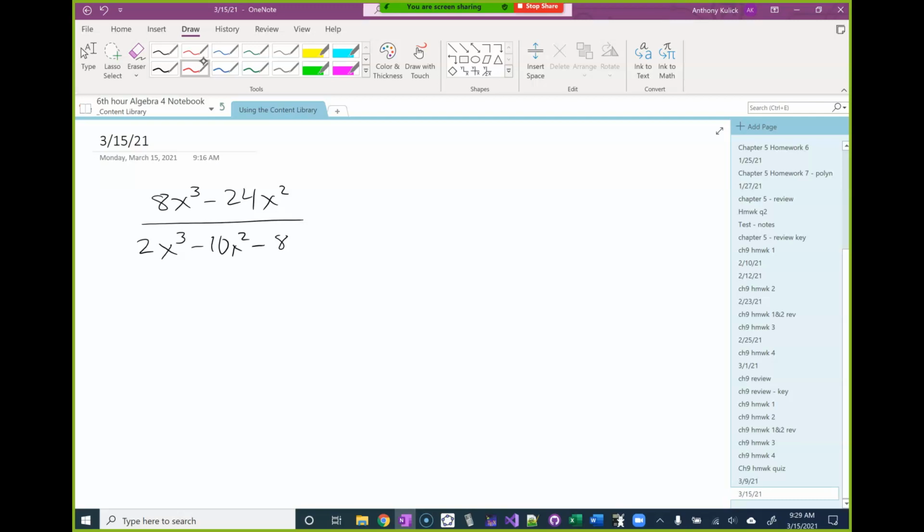So let's say we have something like this and we just want to reduce it. Our first step would be to factor. In factoring, the first thing I'm going to look for is greatest common factors. In the numerator, I notice that I have a greatest common factor of 8x squared. And in the denominator, I have a greatest common factor of 2x, right?